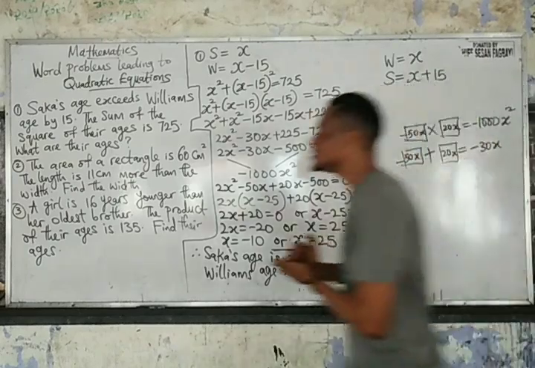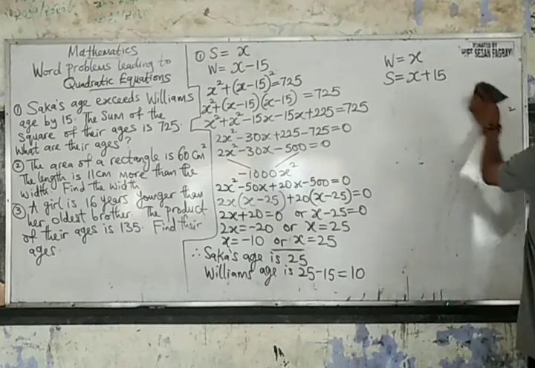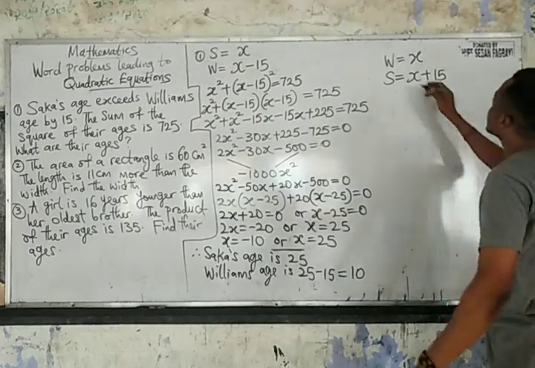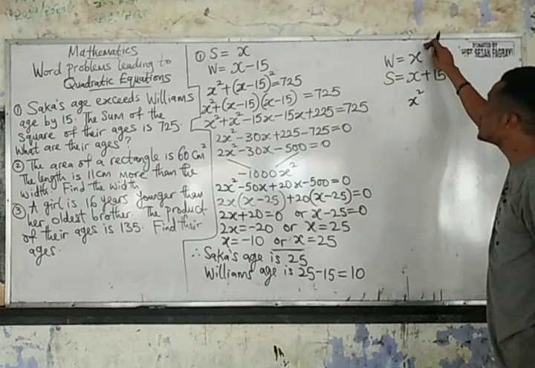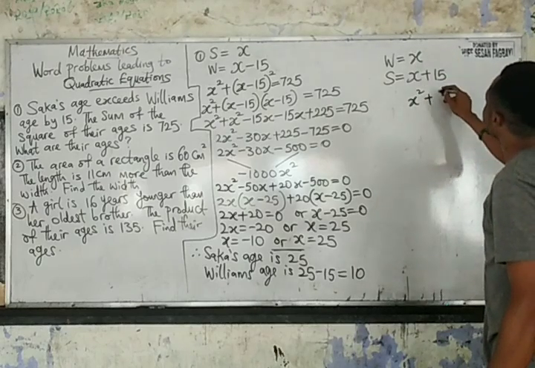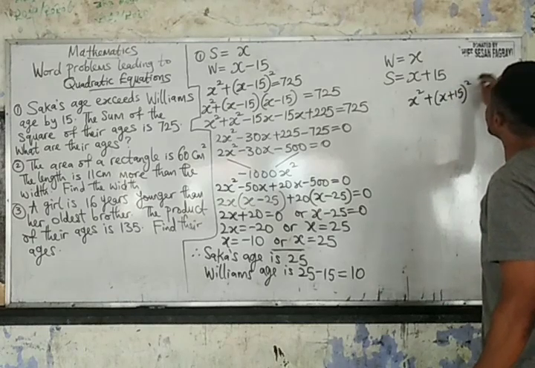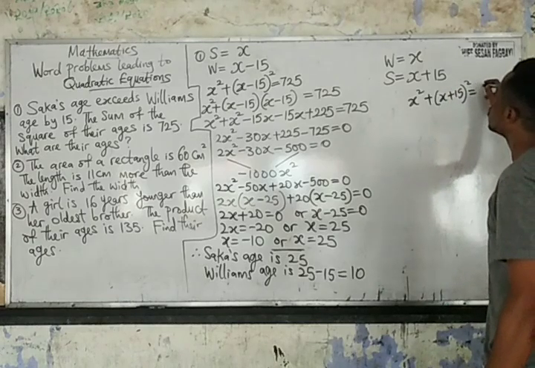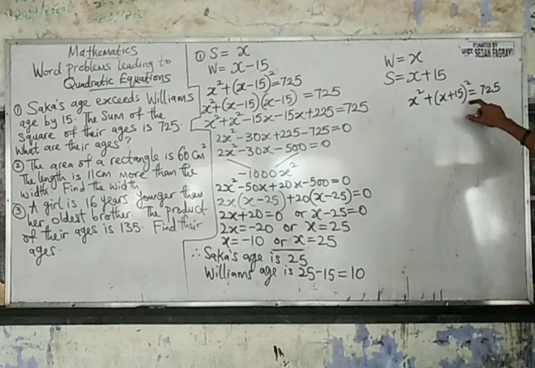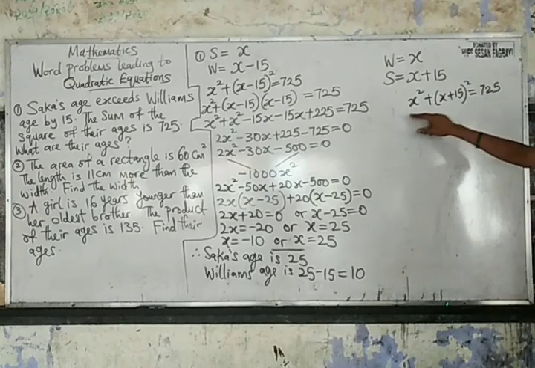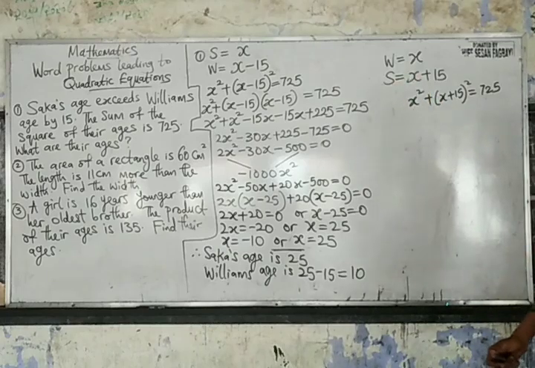What will have happened is, let me just quickly summarize that. What will have happened there will have been x squared, the square of Brilliant's age, then plus Saka's age, which is x plus 15, which we are going to square, must result to 725. So by the time you expand this one, then you sum it with x squared, then you work it out, you have a similar answer.